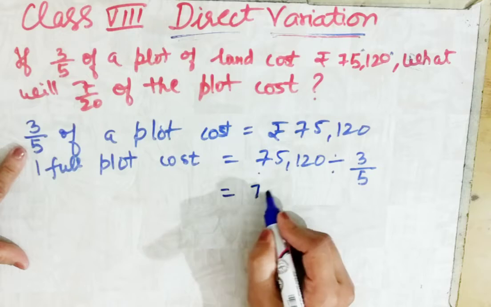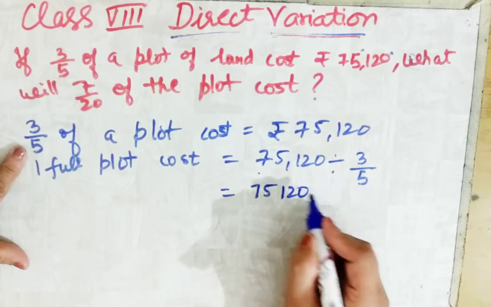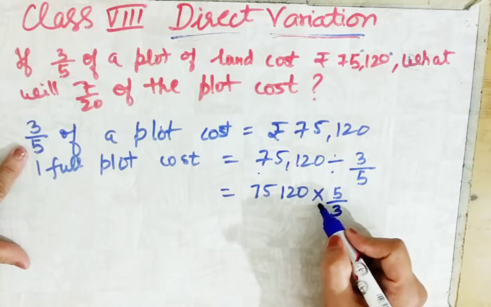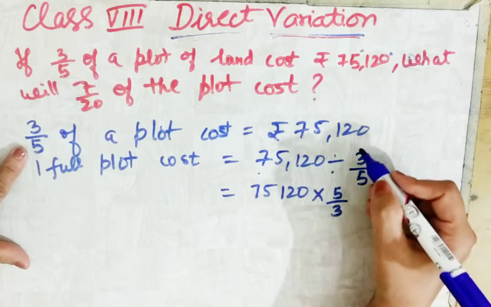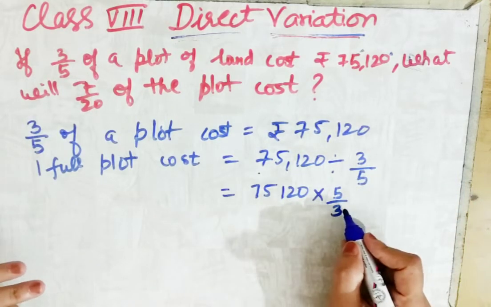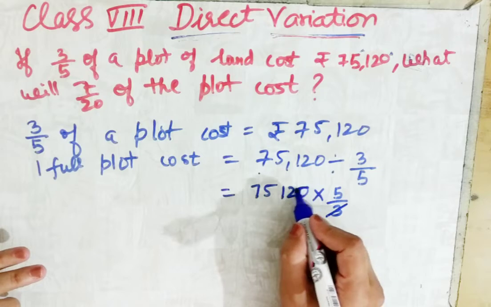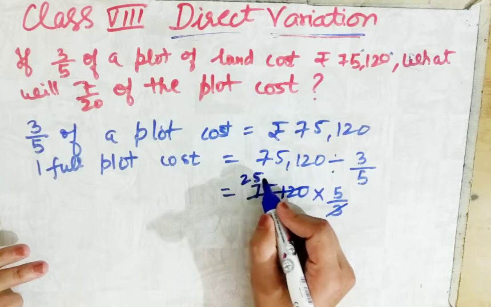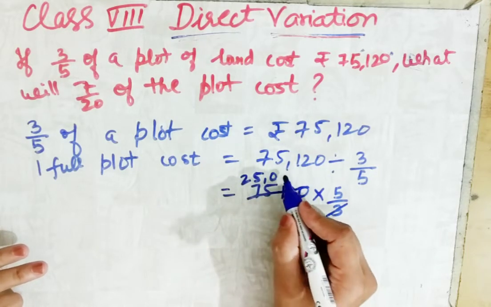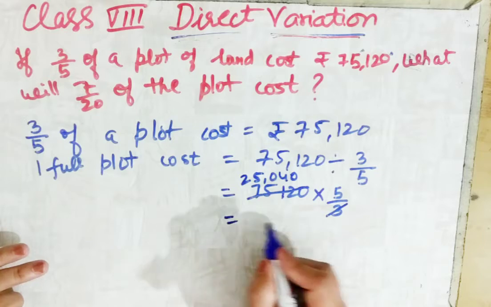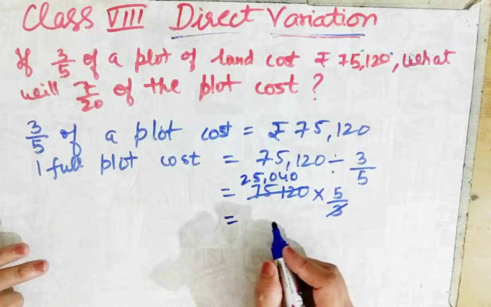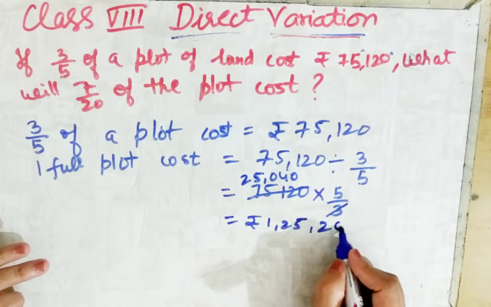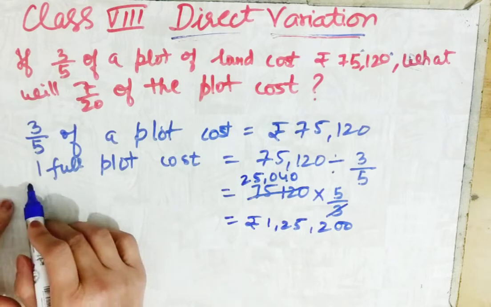Division means what? We will take the reciprocal of the number by putting the multiplication sign. At the place of division we put a multiplication sign, and 3 upon 5 becomes 5 upon 3. Now let us cancel it. How much will you get? If we divide this number by 3, we will get 25,040. On multiplication by 5, we will get how much? This value will be rupees 1,25,200.